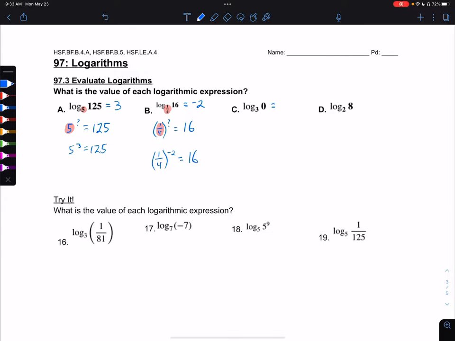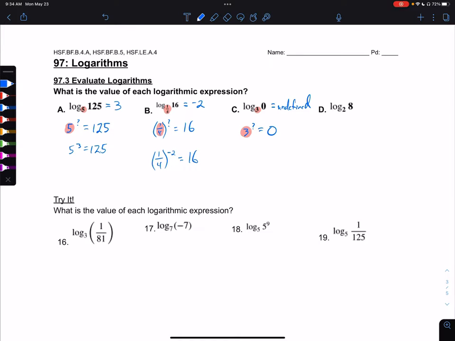In part C, we're going to take, again, this base of 3. So we're going to do 3 raised to what power gets us 0? Well, you can't raise 3 to any power to get 0. So that power does not exist. So this specific one would be undefined. You can't raise a 3 to a power that'll get you 0. So part C would be undefined.